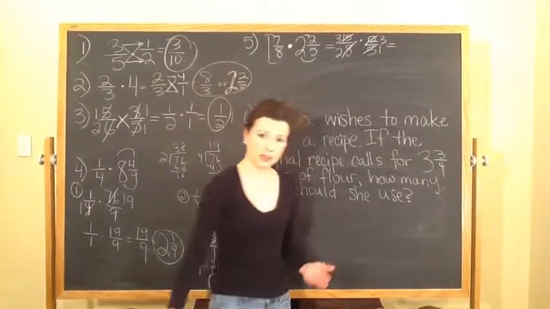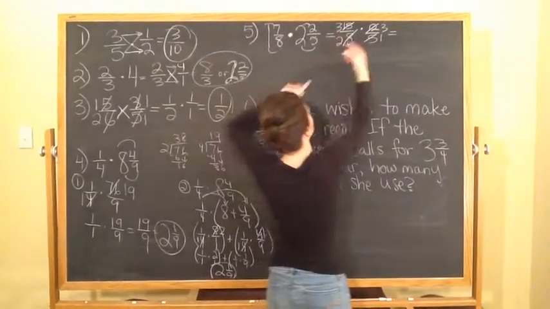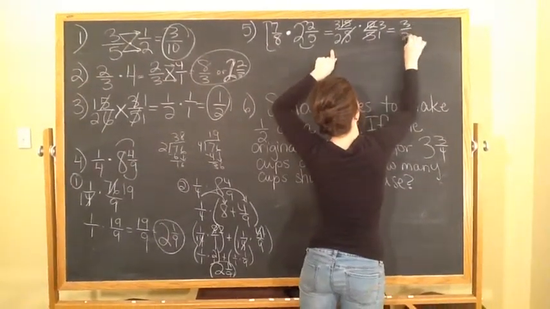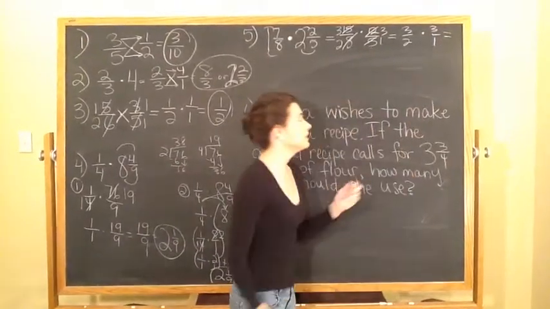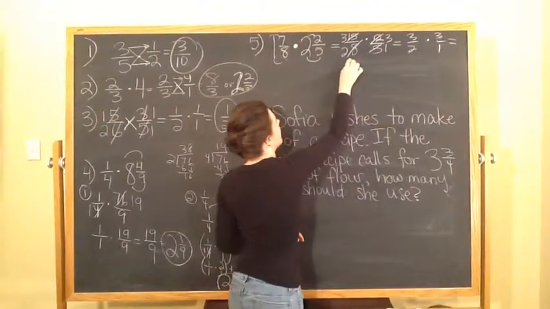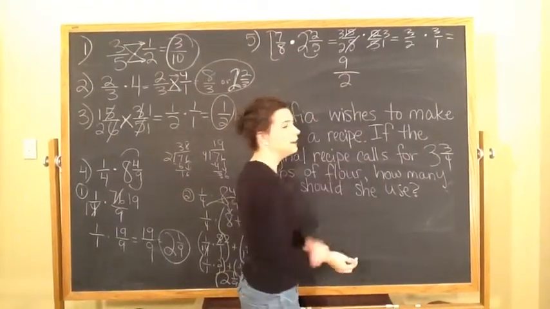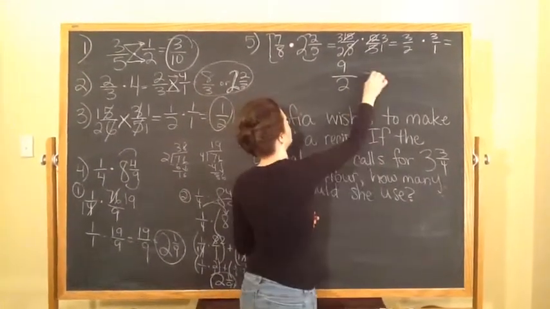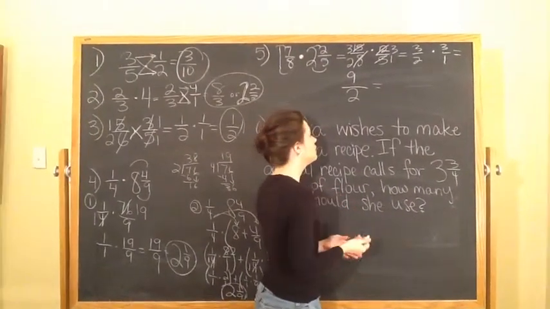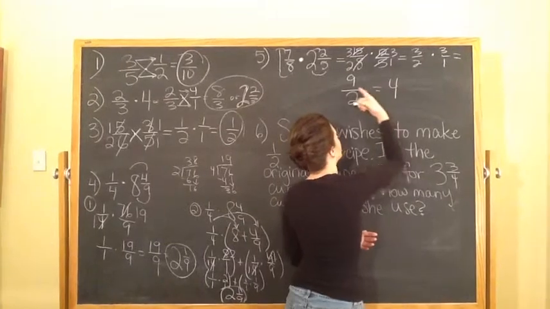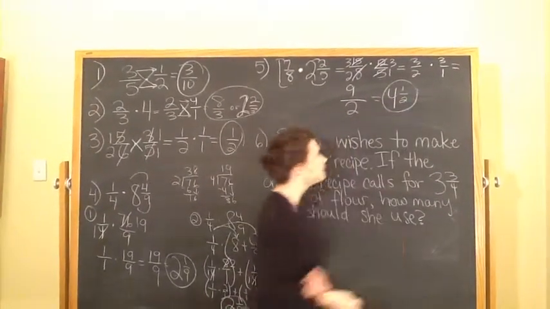And now, as always, I'm going to rewrite my fraction so I don't get confused. So I have 3 over 2 times 3 over 1. So now let's go ahead and get our final answer. 3 times 3 leaves you with 9 in the numerator. 2 times 1 gives you 2 in the denominator. So let's go ahead and change that to a mixed number. That's going to give us, 2 goes into 9 4 times, and that will leave us with a remainder of 1 half. 4 and 1 half.